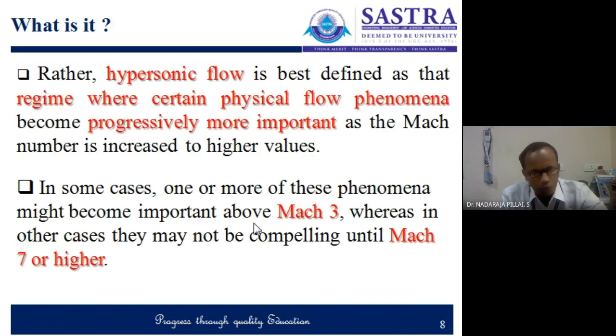So hereafter, by a rule of thumb, if somebody asks what is hypersonic flow, we can say that more than Mach number 5 can be considered as a hypersonic flow. But by definition, our definition is very clear: if these phenomena occur and become progressively more important, then that particular Mach number is called a hypersonic Mach number. Maybe in certain cases Mach number 3 may be a hypersonic flow, in certain cases Mach number 7 may not be hypersonic.